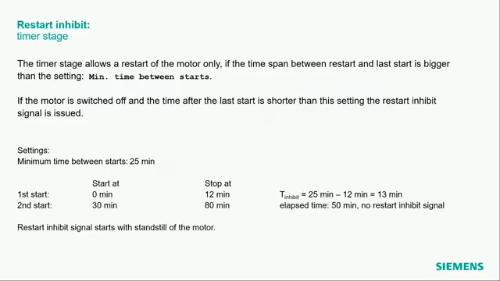Okay, example: first start at 0 minutes, then I stop at 12 minutes, and the second start is at 30 minutes, and I stop after 80 minutes, so always calculated from the initial start here. Then I will get this inhibit time, and this is 25, because I have a minimum time between starts of 25 minutes here. So I take the 25 minutes and subtract the 12 minutes, so there will be 13 minutes after the stopping of the motor until the motor can be started again.